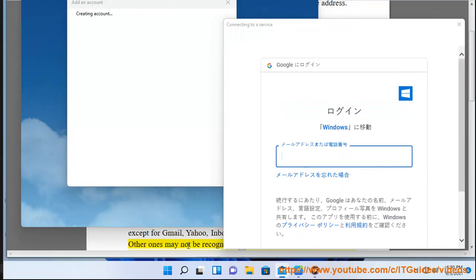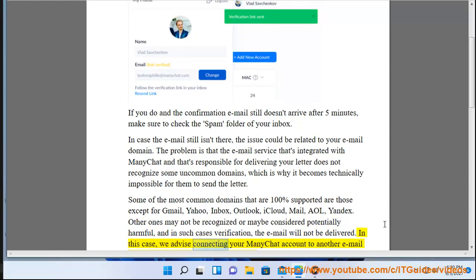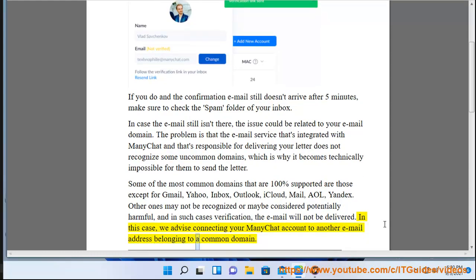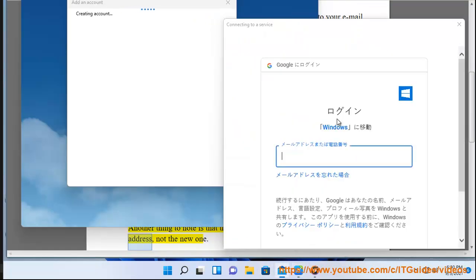Other ones may not be recognized or may be considered potentially harmful, and in such cases the verification email will not be delivered. In this case, we advise connecting your ManyChat account to another email address belonging to a common domain. Another thing to note is that the verification mail is sent to your old email address, not the new one.